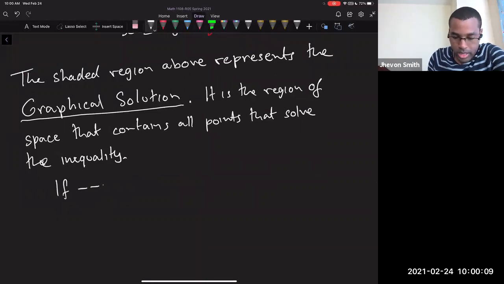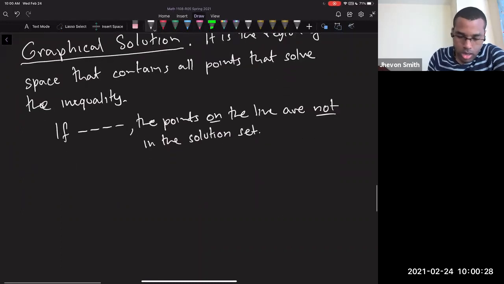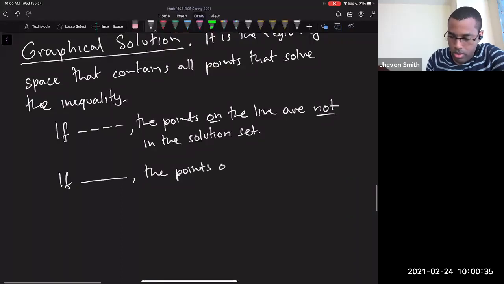If you have dash, dash, dash, dash, the points on the line are not in the solution. If the line is solid, the points on the line are in the solution.